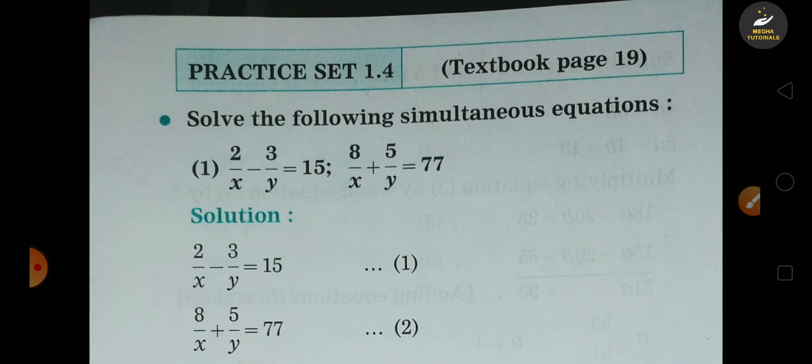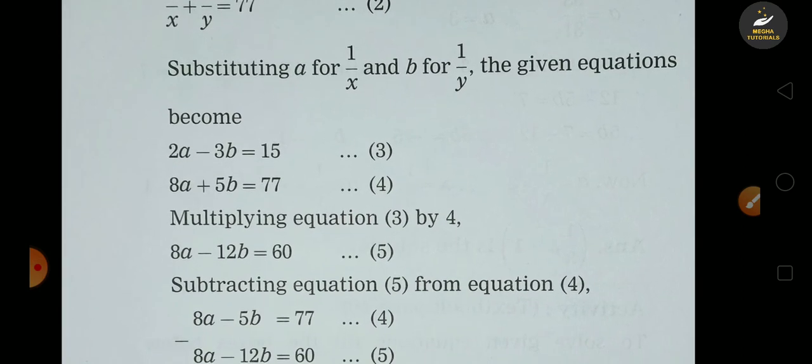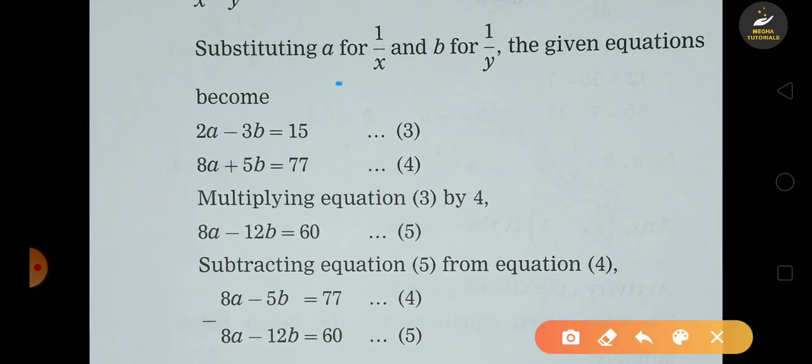So we have to replace 1 upon x and 1 upon y by suitable variables. So let us take 1 upon x is equal to a and 1 upon y is equal to b and substitute these values in equations 1 and 2. So after substitution we'll get new equations, that is 3 and 4. Equations are 2a minus 3b is equal to 15 and 8a plus 5b is equal to 77. Now we will solve equations 3 and 4 by using the elimination method.